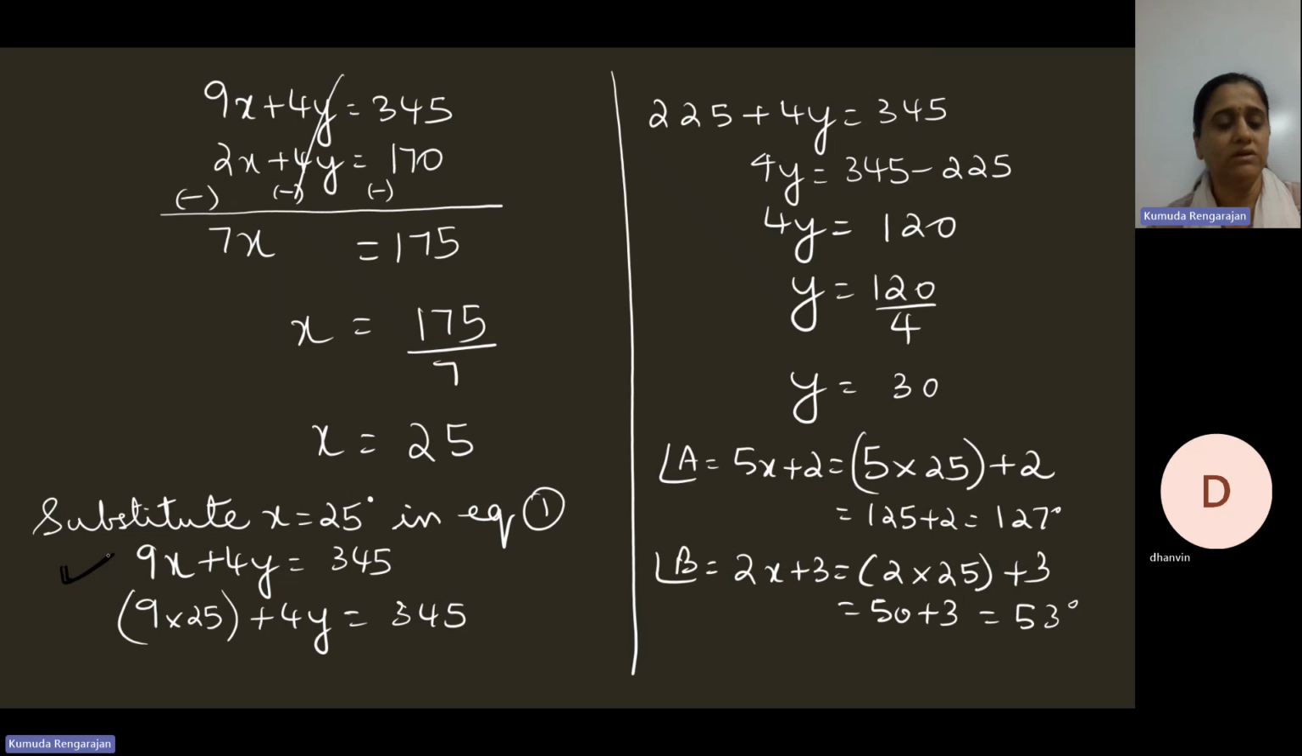See, in this equation, in place of x, use 25. So you get 9 into 25, because 9x is 9 into 25. 225 plus 4y is equal to 345. So 4y is equal to 345 minus 225. 4y is 120. Y is equal to 120 by 4, which is 30. So now we got the values of x and y.